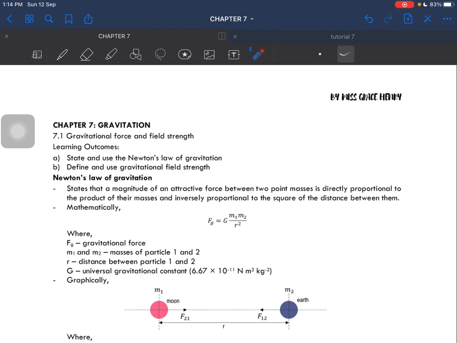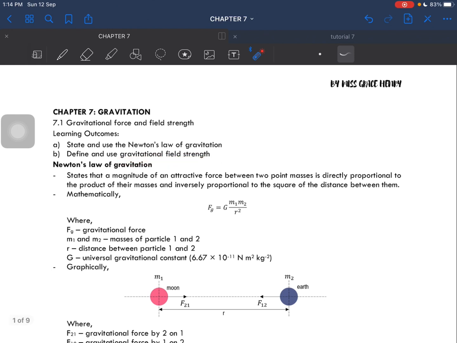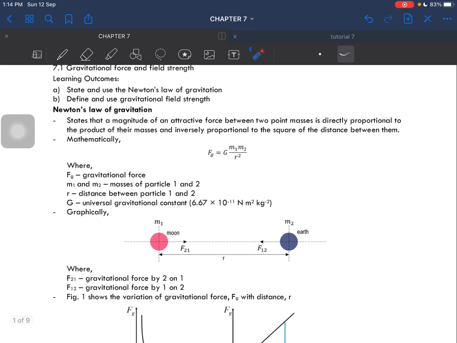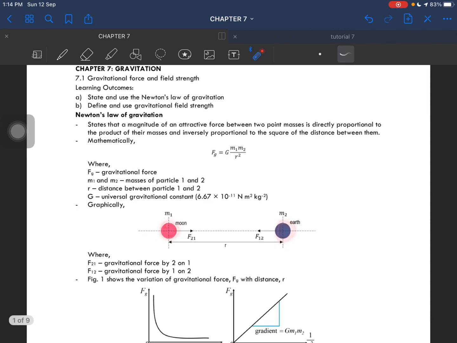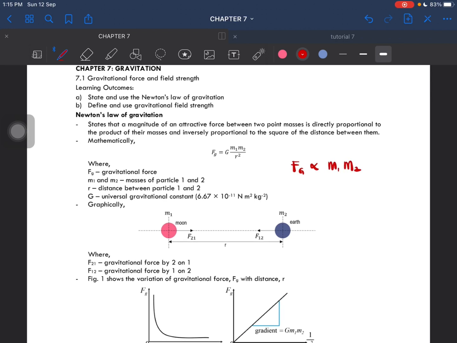So what is actually Newton's law of gravitation? Well, it states that the magnitude of an attractive force between two point masses is directly proportional to the product of their masses. So Fg is directly proportional to the product of the two masses, and inversely proportional to the square of the distance between them.